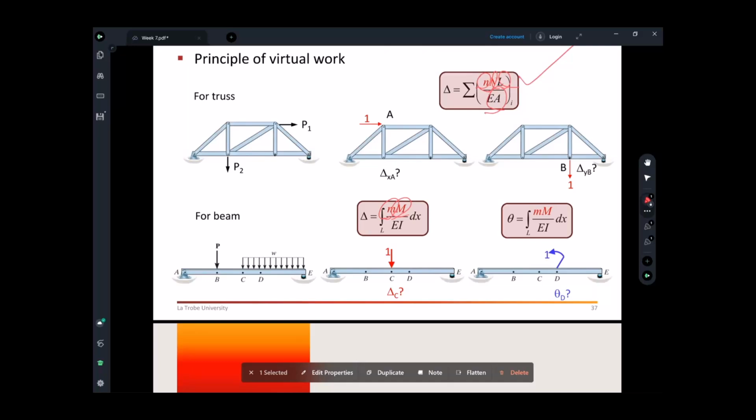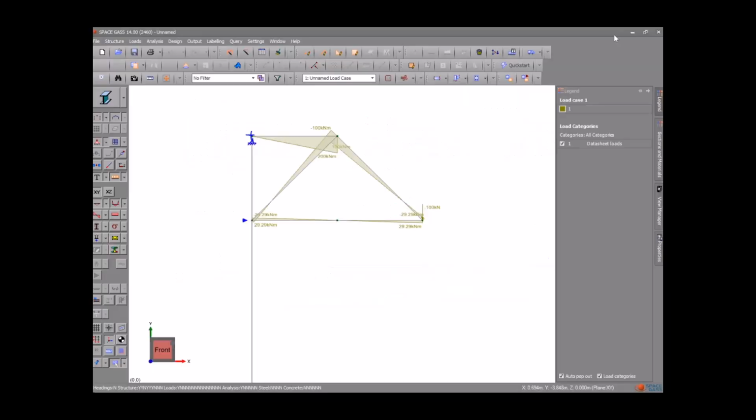And also you can use Excel for the truss systems. You can use the space case. I think I will show you the space case software again in the beam environment. I did not show you anything. So for the beam, I will show you in the space case as well.